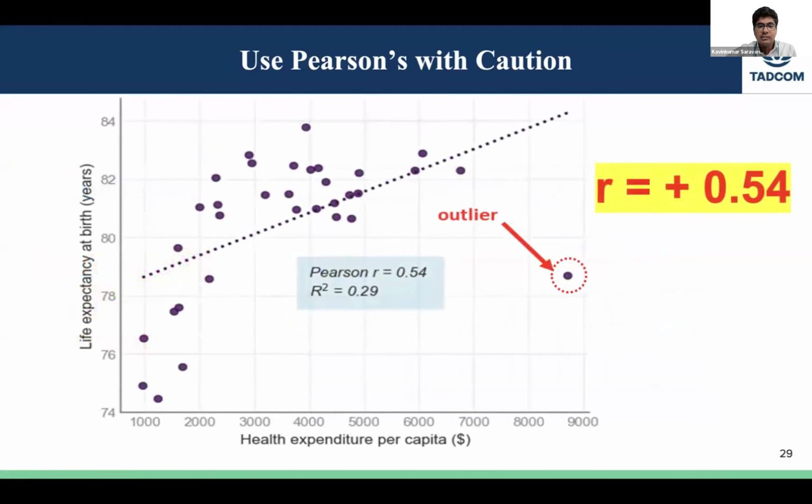Now see this correlation coefficient. We have drawn the correlation line, and the R value is given as 0.54. But look at this dot that is sitting away from the normal picture. It is termed an outlier. I think you have heard this in the previous lectures, this being termed an outlier.